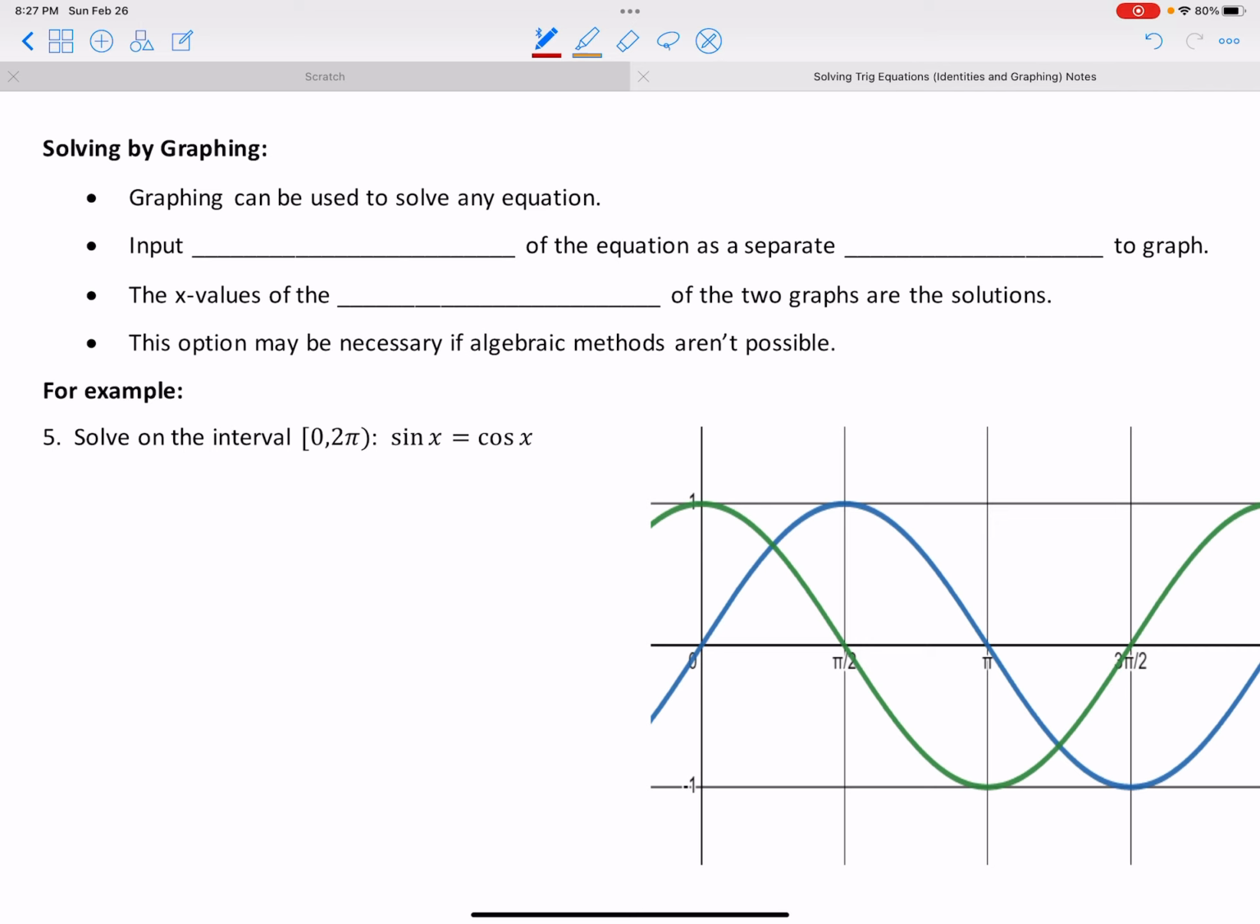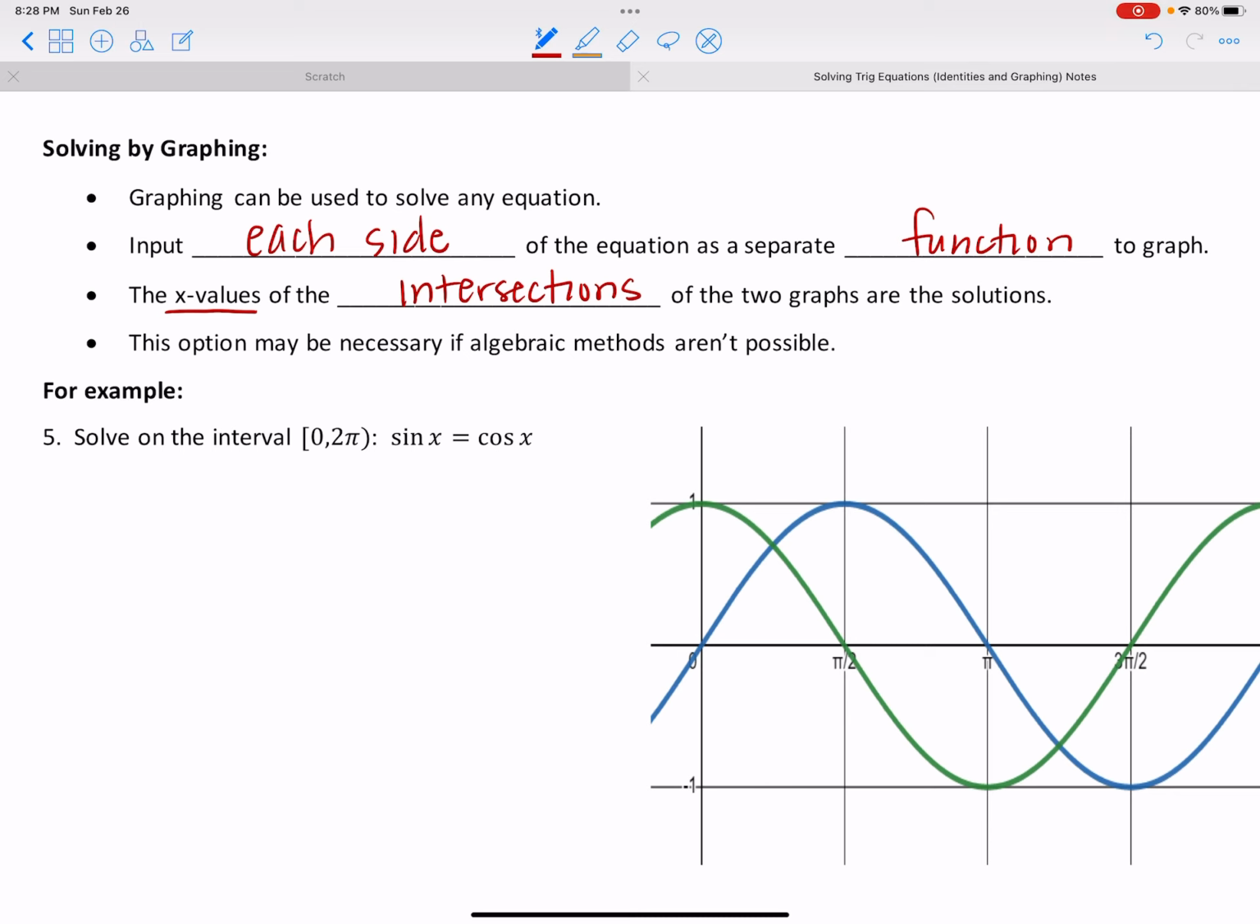So what we're going to do if we want to solve one equation using graphing is input each side of that one equation as a separate function to graph. And then the x values of the intersections of the two graphs are going to be the solutions. Again, that's the x values in those intersections. Remember, when you're solving for x. Okay? And this option might be necessary if algebraic options weren't possible, and we're going to see one of those. Otherwise, it's just really a nice option if you have a graphing utility. And you can definitely use this to verify work that you would be doing on any of the equations that we've solved so far. Okay?